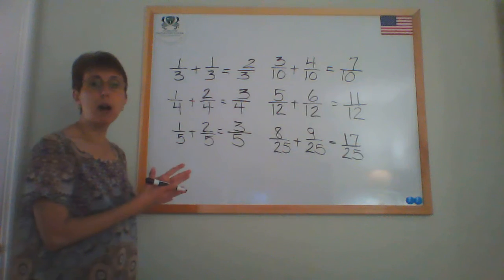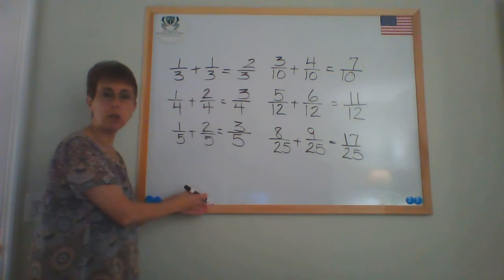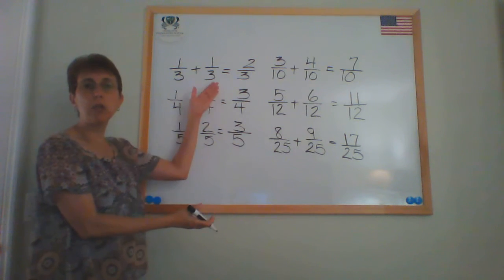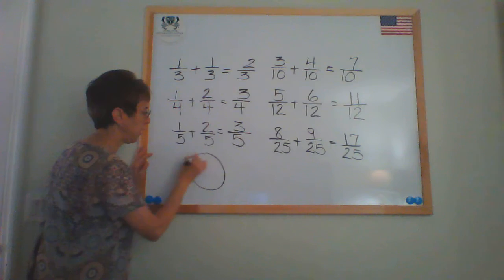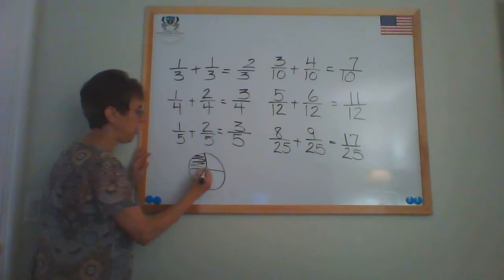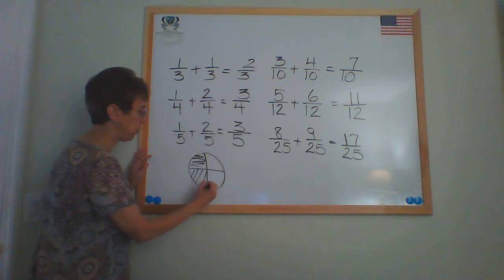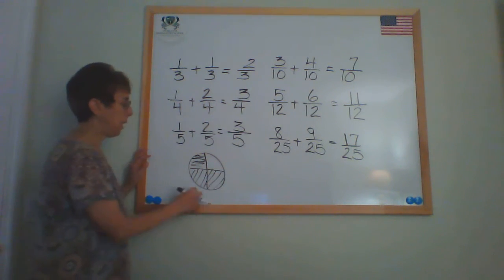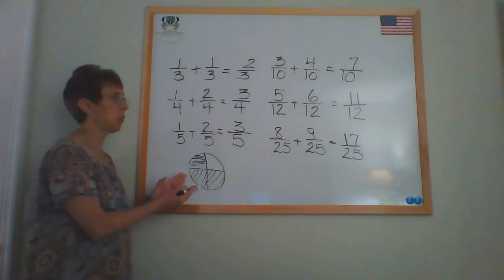Think of your figures divided up into three equal parts. You shade one part, then you shade another part. How many parts are shaded? Two, two-thirds. If we have fourths, quickly here, do a circle. We have fourths. We have one-fourth shaded in. Then we're shading in two more fourths. One, two. So now we ask, how many fourths are now shaded in? Three-fourths. We're still working with fourths.